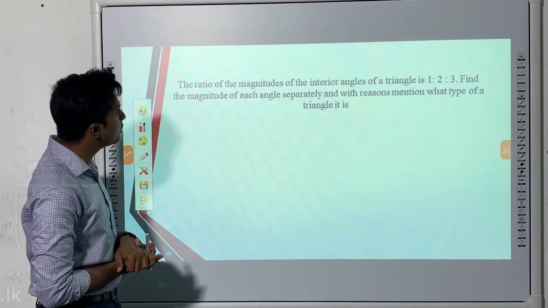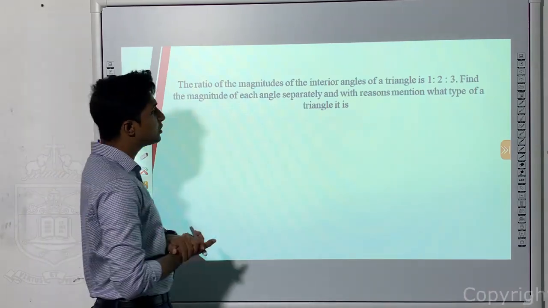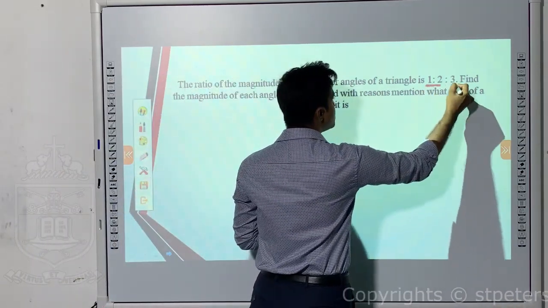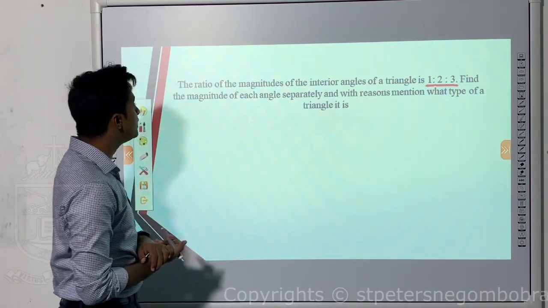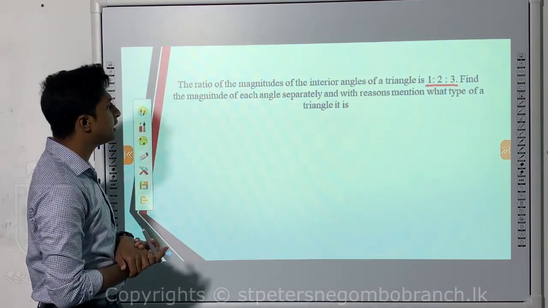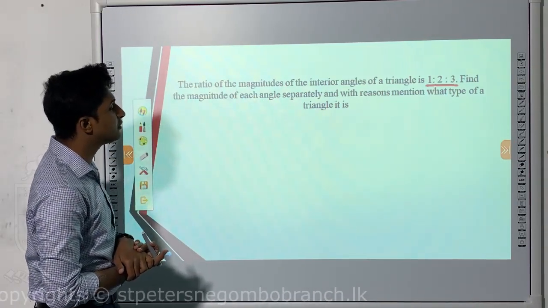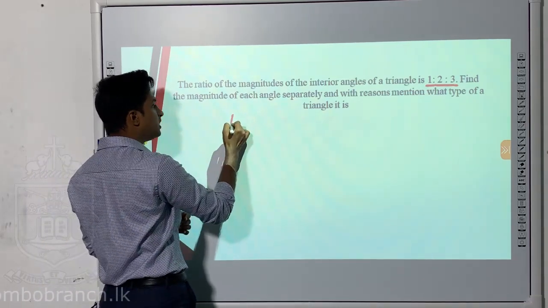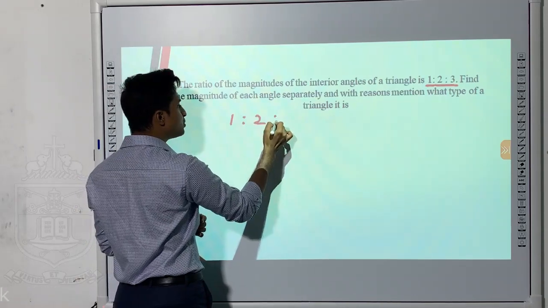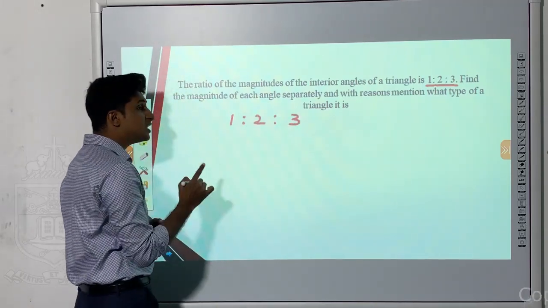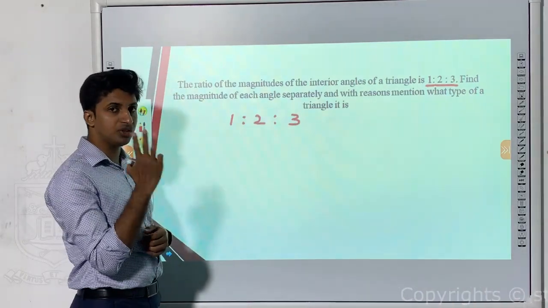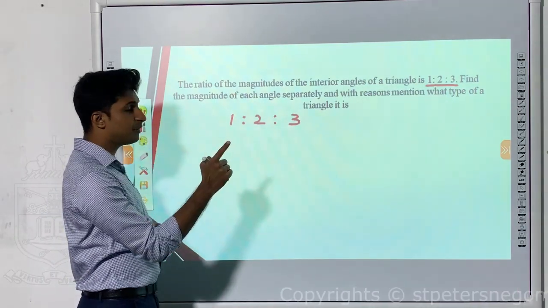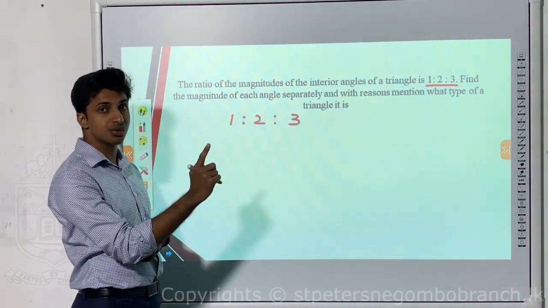The ratio of the magnitudes of the interior angles of a triangle is 1 to 3. So this is the ratio they have given. Find the magnitude of each angle separately with reasons. Mention what type of a triangle it is. So now if I consider 1 is to 2 is to 3, this is the ratio of the angles. You have 3 angles in a triangle. So I have mentioned the ratios.